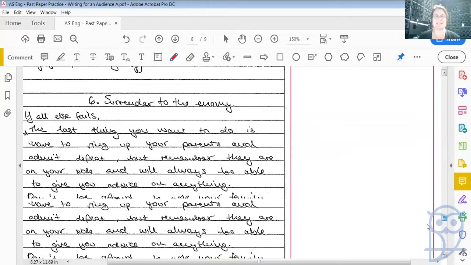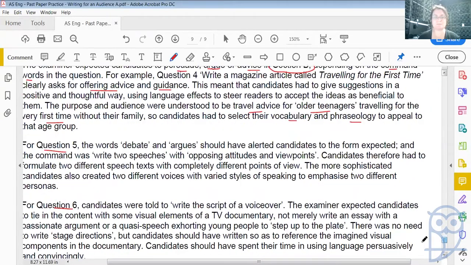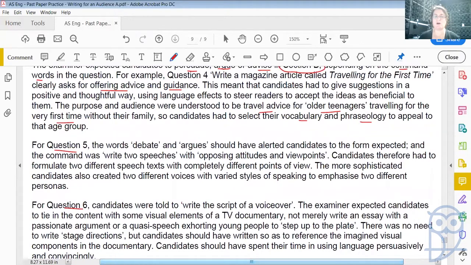Let's look at what most candidates did wrong for that particular question. For question 5, the words debate and argues should have alerted candidates to the form expected. In other words, it's a speech. And the command was write two speeches with opposing attitudes and viewpoints. Candidates therefore had to formulate two different speech texts with completely different points of view. The more sophisticated candidates also created two different voices with varied styles of speaking to emphasize two different personas.